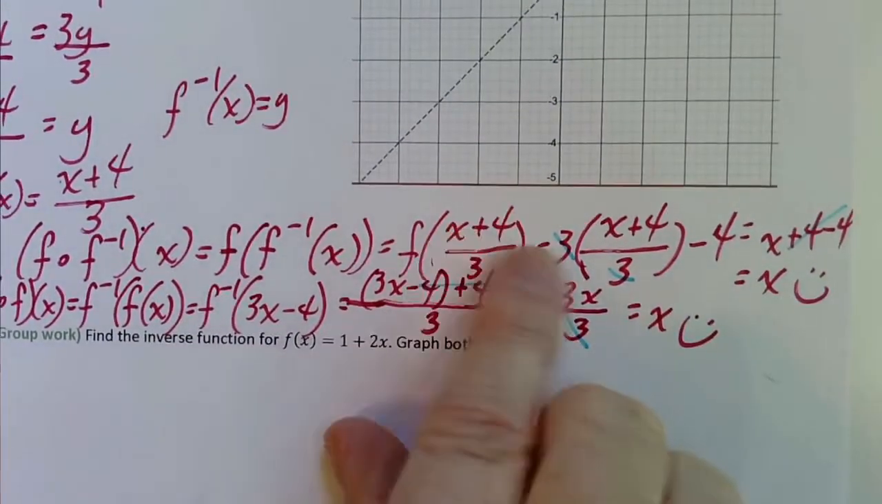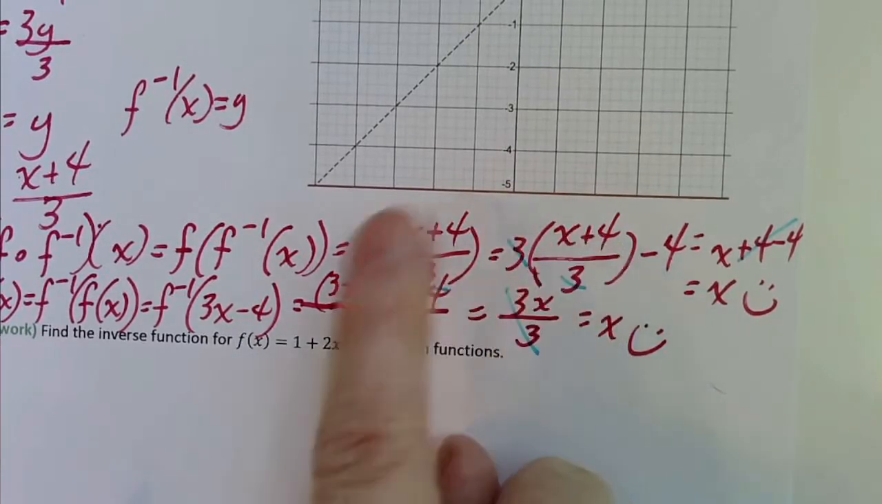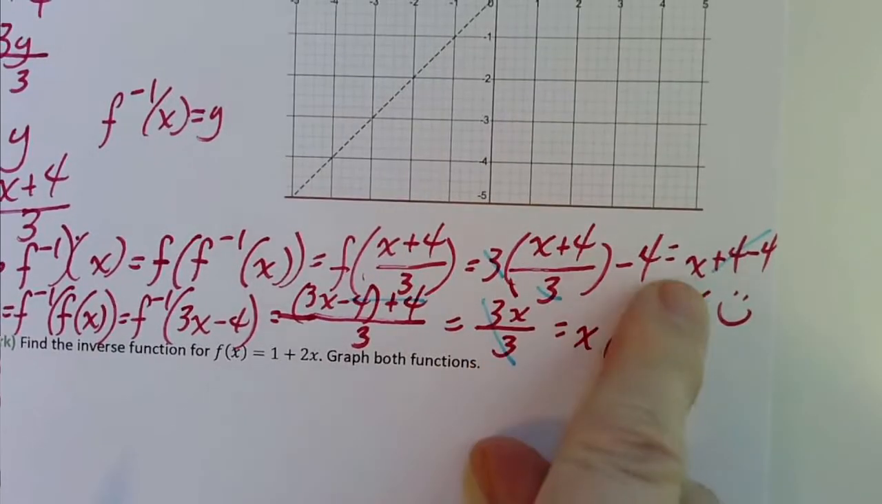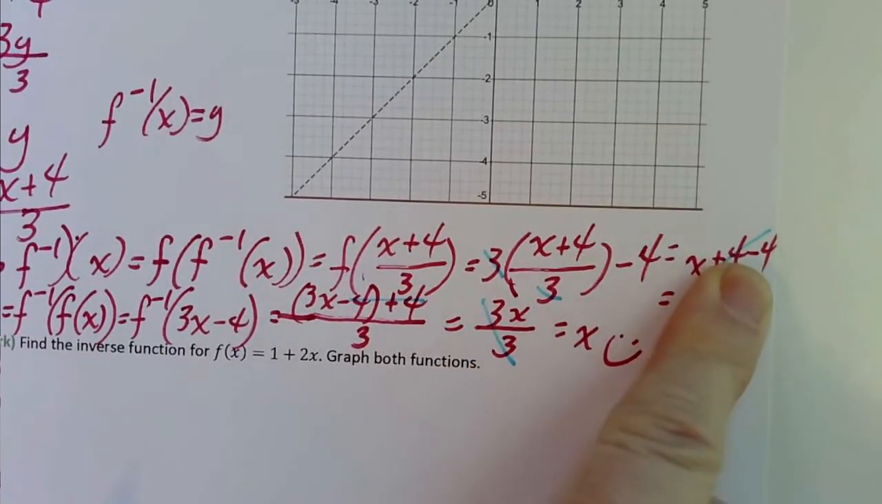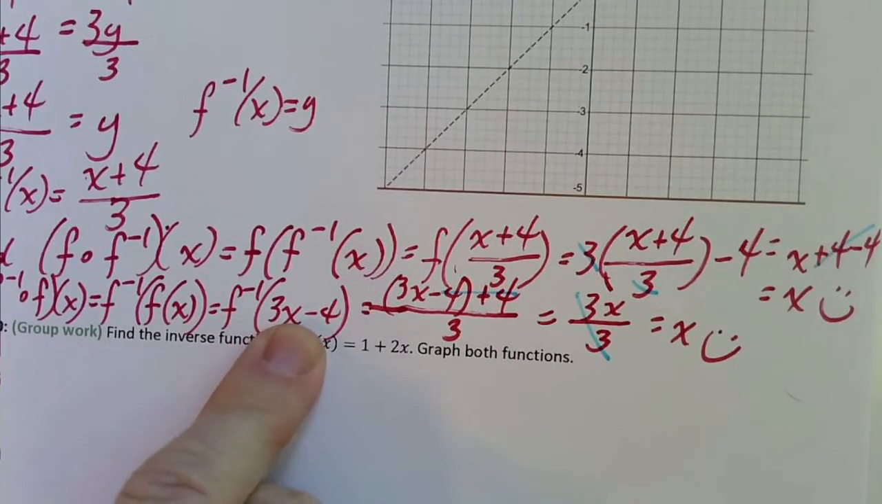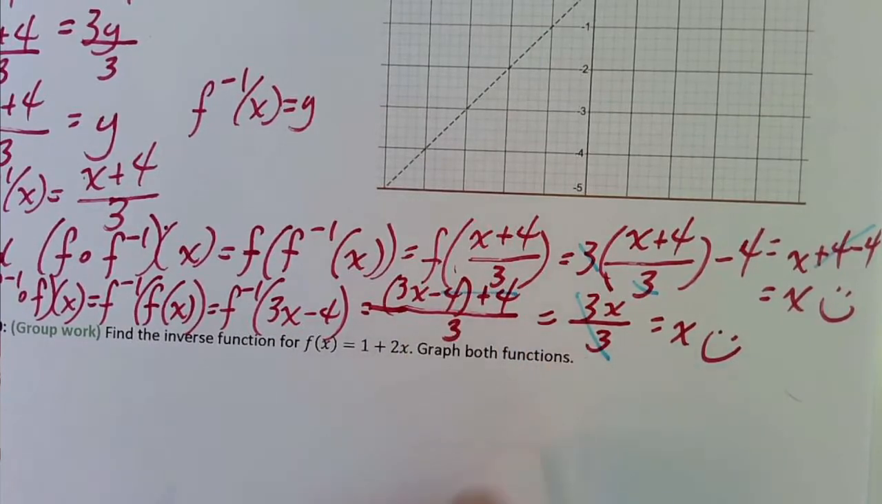So the two functions undo each other differently. When we found f composed with f inverse, we divided first by 3, and then the 4's we're getting rid of. When we found f inverse composed with f of x, the first thing we did was cancel out the 4's, and then we divided by 3.